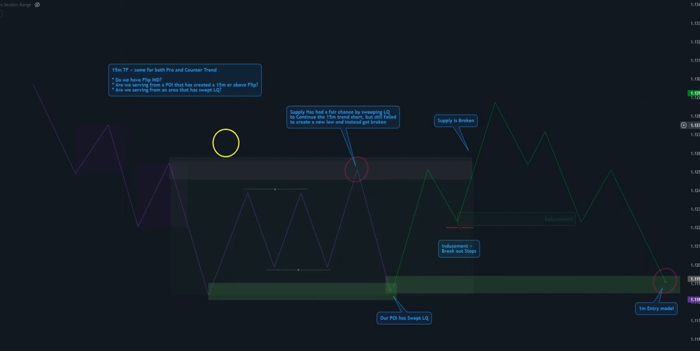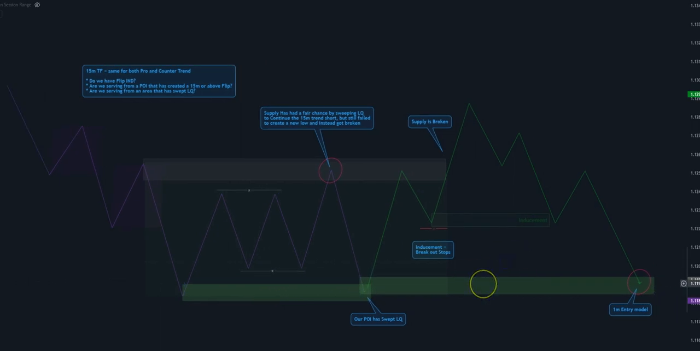And very important on 15-minute as well is, are we serving from an area that's swept liquidity? Okay, because if you haven't swept liquidity, you become the liquidity. Alright. So yeah, that's our 15-minute entry model, both pro and counter trend.